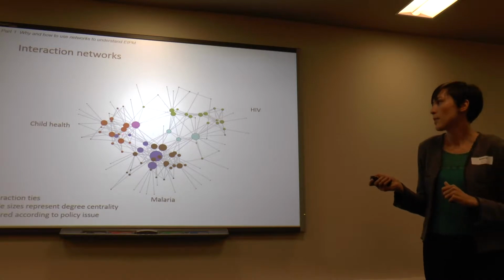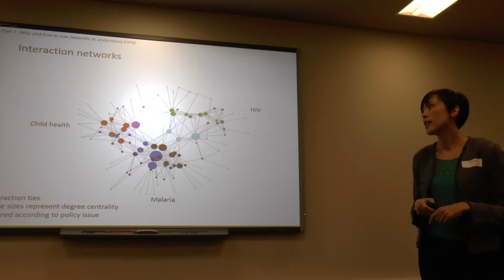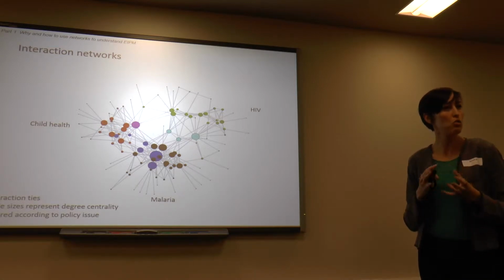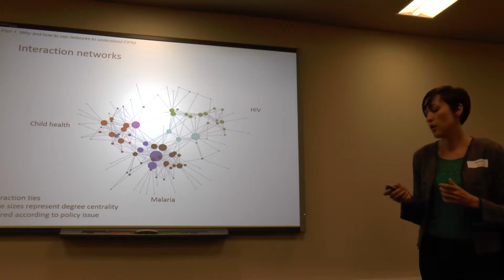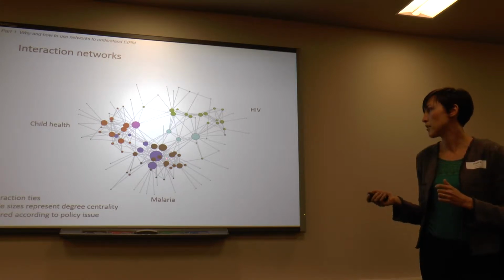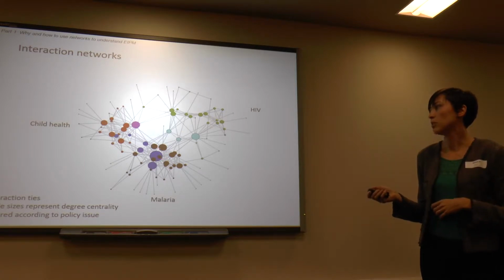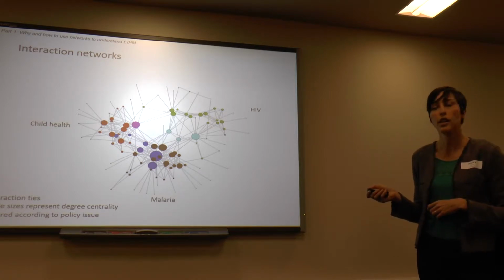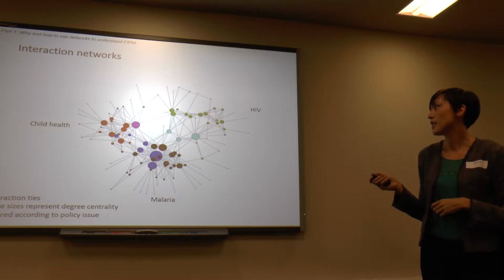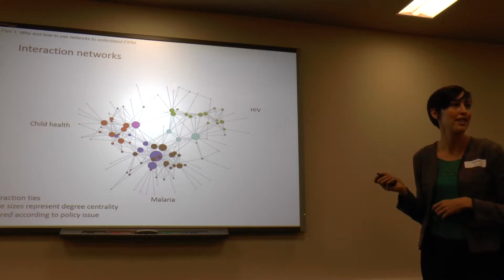You'll also notice maybe that the child health and malaria cores look fairly round or circular. Particularly malaria looks like maybe it's relatively centralized or based around this big blue node, this blue actor here, whereas the HIV case has a funny shape. I think it looks like a kite, yeah?